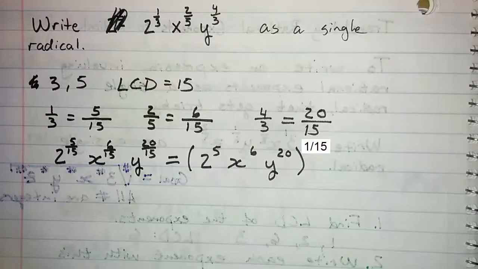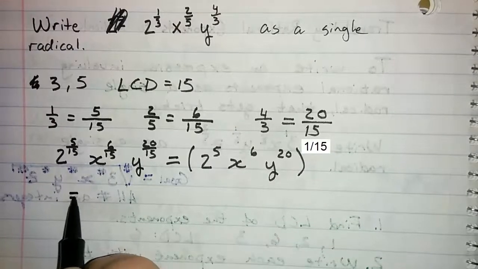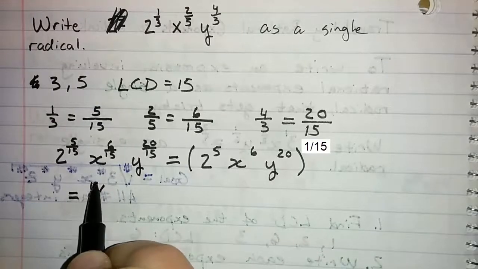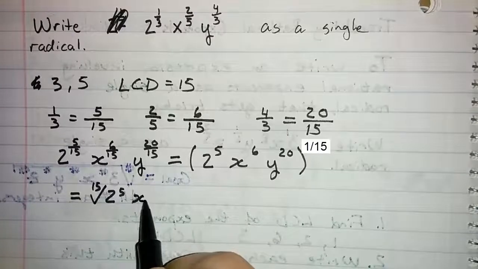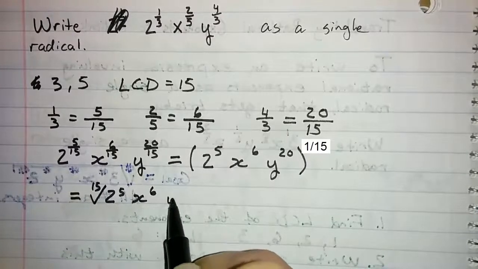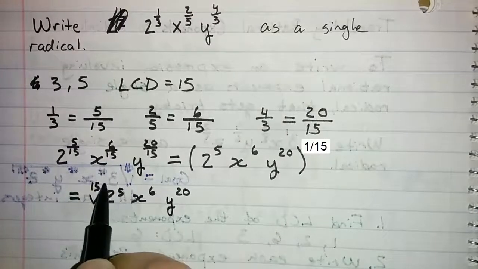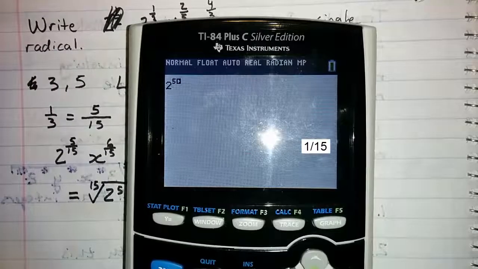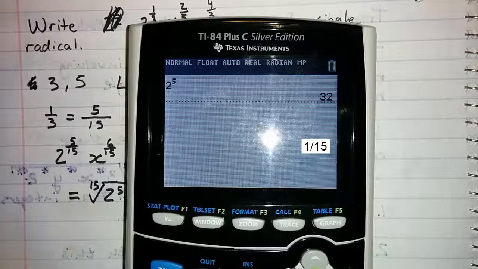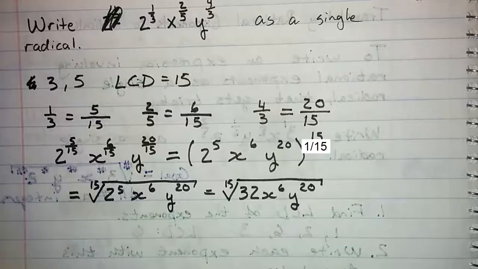What's that then? That's the 15th root, 2 to the 5th, x to the 6th, y to the 20th, or if I actually compute 2 to the 5th, I get 32. And that's what we've got.